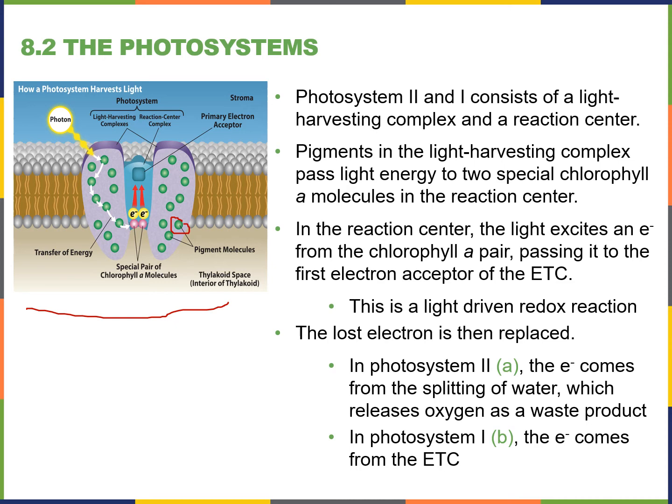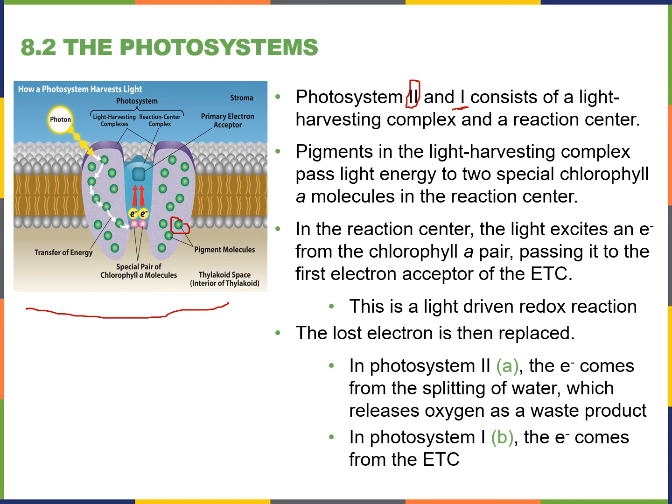The numbering of the photosystems is a little unique, and it's numbered in order of discovery, not the order of the transfer of electrons. So photosystem 2 was actually discovered before photosystem 1. So that's why the numbering system goes 2 to 1, not 1 to 2.